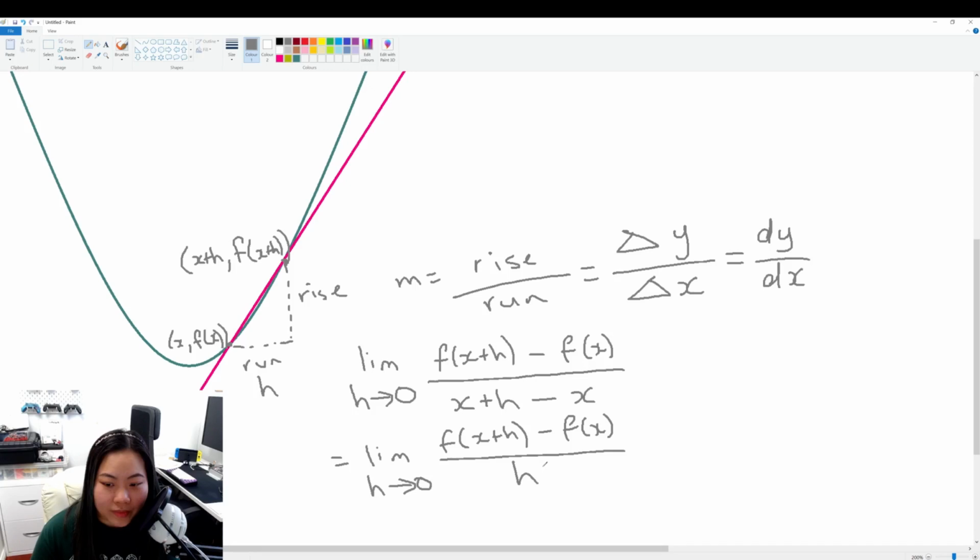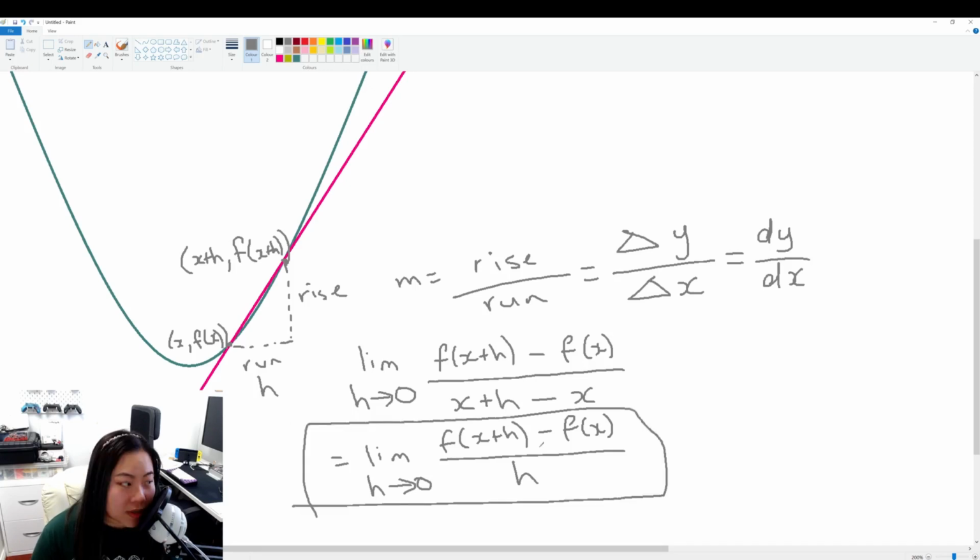Right? Now this is derivative by first principle. I know it looks really scary. The first time I saw this, I thought, wow, what a huge formula. How can I ever remember this? But if you just come back to here, it is just rise over run.